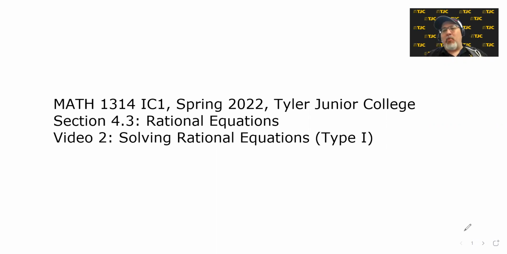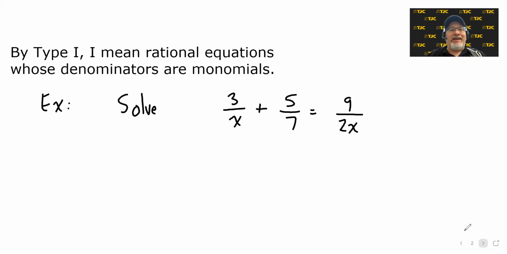What do I mean by Type 1? Well, by Type 1, I mean rational equations whose denominators are monomials. And by monomial, I mean a single term. For example, x by itself is a monomial, as is 7. 2x is a monomial. In fact, all these numerators are also monomials. The mono in monomial means 1.